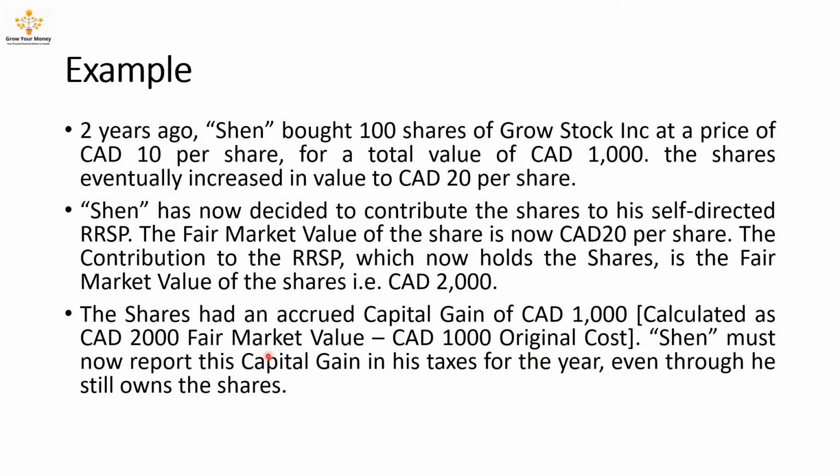Now, as per guidelines, Shen must report this accrued capital gain of $1,000 in his taxes for the year of contribution of the shares into the RRSP, even though the shares are still owned by Shen. And now these shares have been deposited to the RRSP with a deposit value of $2,000.